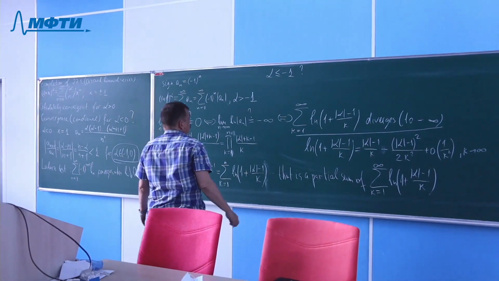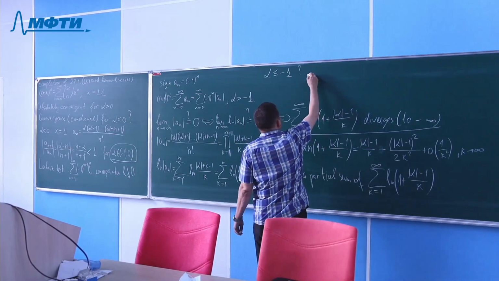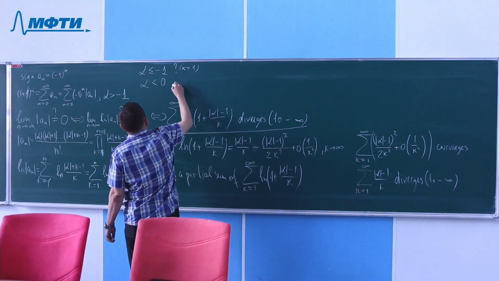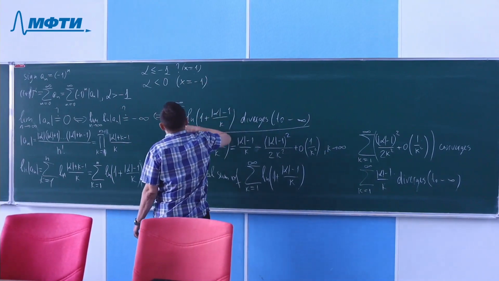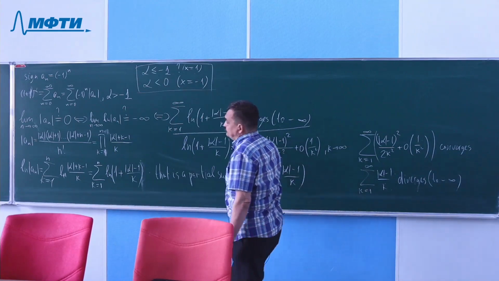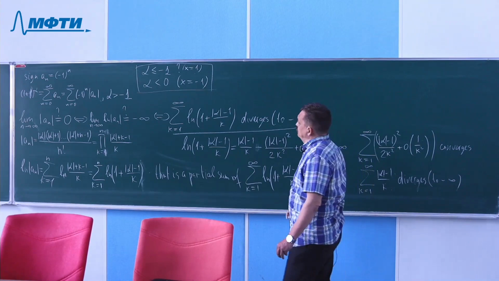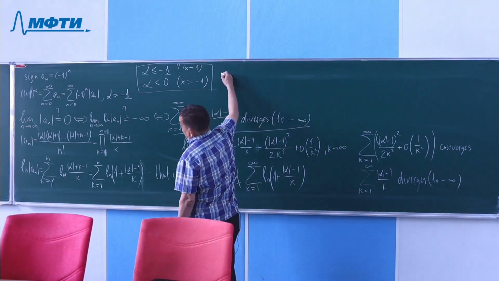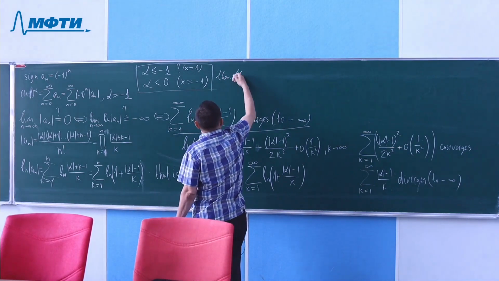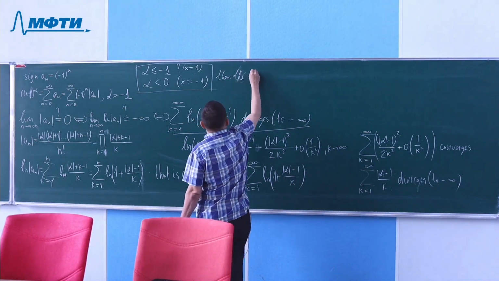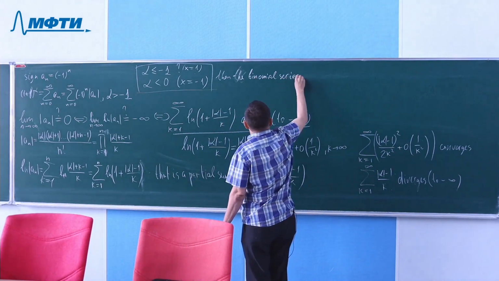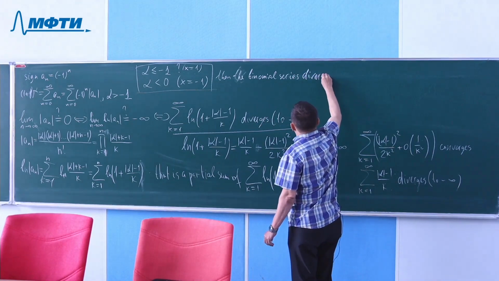And also, x equals to 1. And also alpha less than 0, x is minus 1. So these are two last questions. And I want to prove that the series diverges. Then the binomial series diverges. Why?